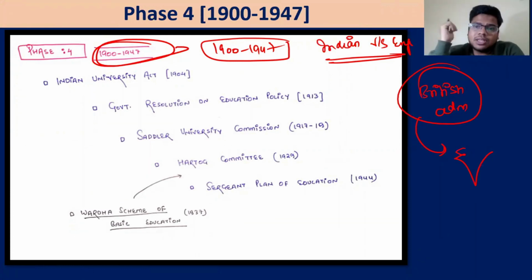Slowly and slowly, they will take up more responsibility in India. They will give more representation to the Indians slowly and slowly. And also at the same time, the Indian struggle is increasing. So both things are happening simultaneously. So there are a few things that we have to study.